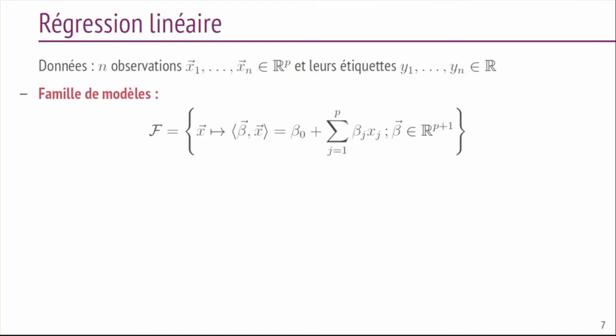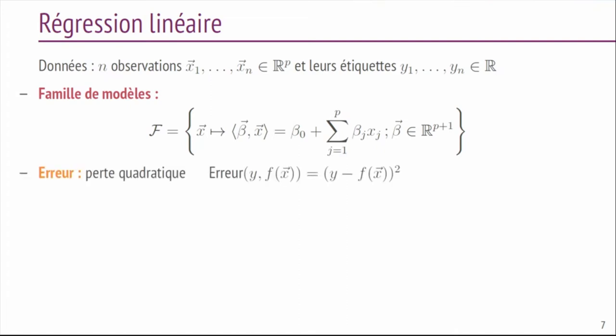So saying we want to do linear regression, the regression part means I'm going to consider real valued labels. So my yi live in R. And the family of models I'm willing to consider is what's written here. It's a linear function of the inputs, so a linear combination of the features, which I often write as a dot product between beta, which is my weight vector, and x, which is the data I'm trying to label, for simplification.